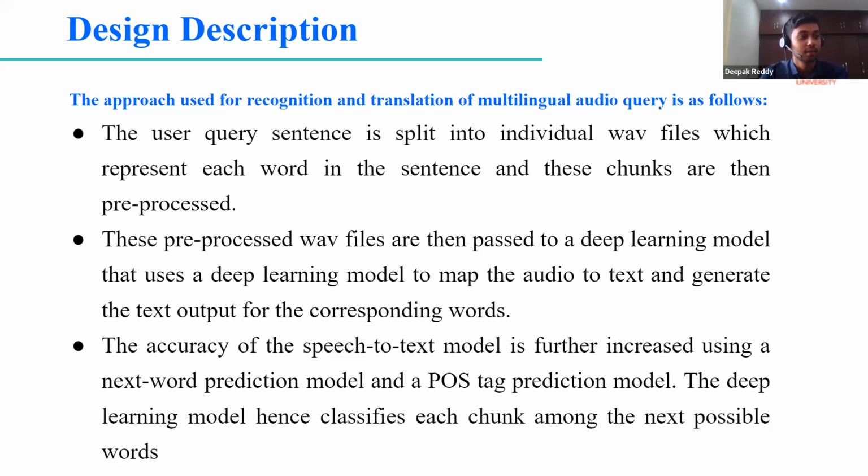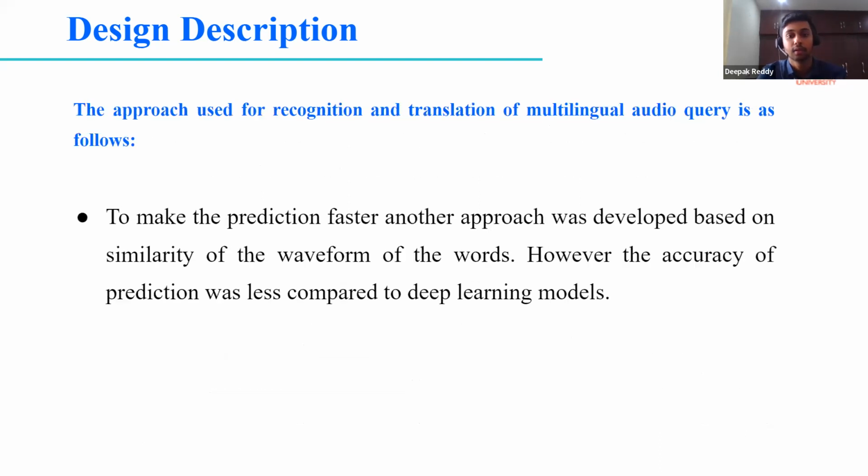The deep learning module takes this set of next words to reduce the search space and then makes a better prediction. After the next word is predicted, again the sentence generated so far is taken as the input by the next word prediction model. And then again the set of next possible words is returned. This keeps on happening until all the chunks are mapped to a word and the sentence is fully generated. Since this deep learning model was comparatively slow, we also explored an alternative approach which is faster and is based on the similarity of the waveform of the words. However, the accuracy of the prediction was less compared to the deep learning models.